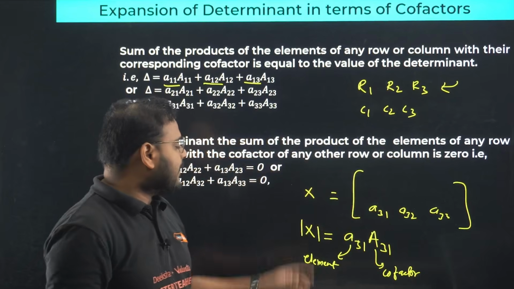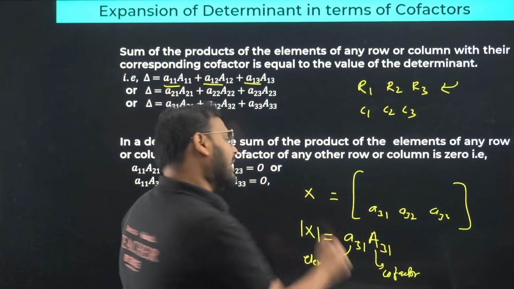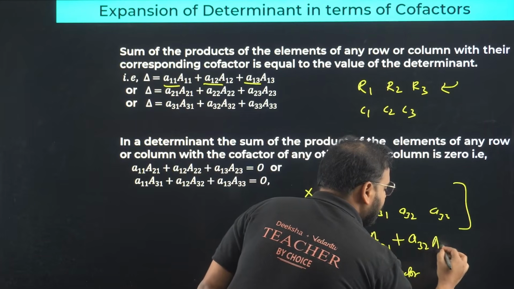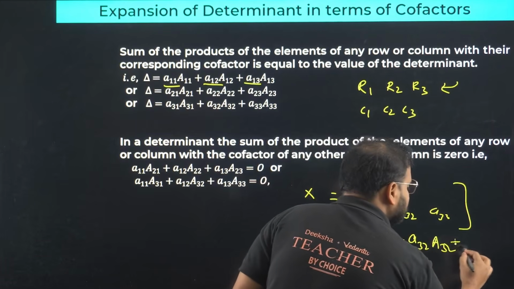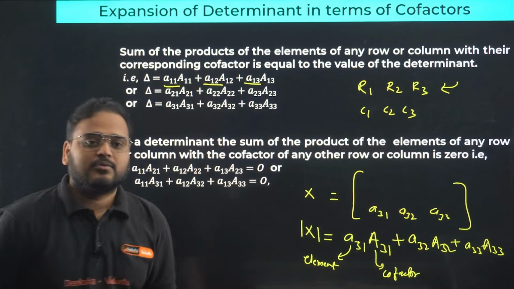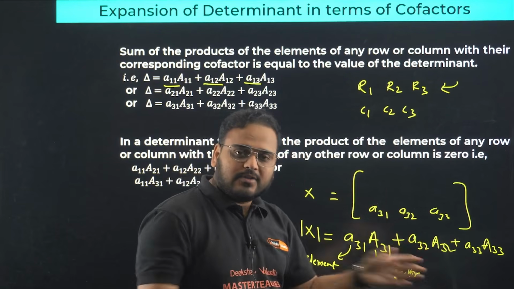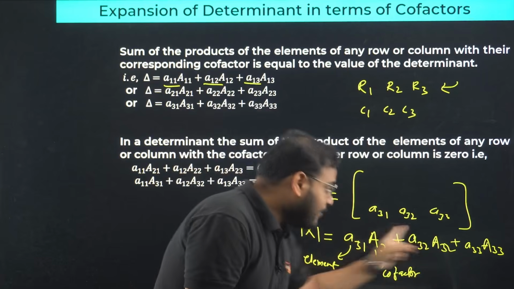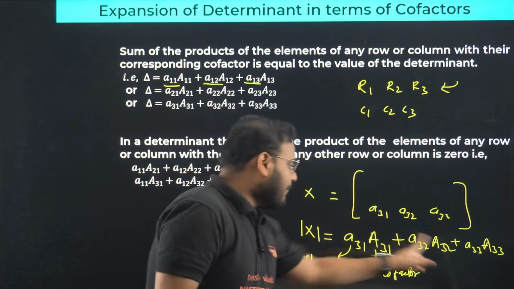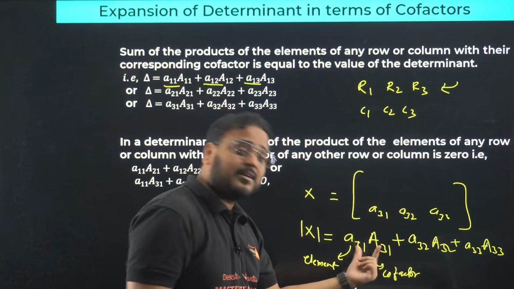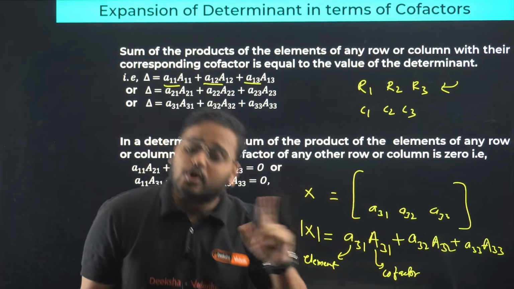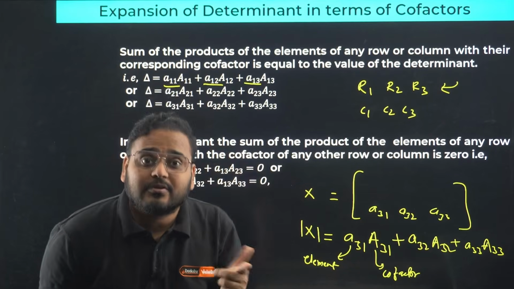Multiply each element with its respective cofactor and do it for all the terms with summation. So you're going to do a32 with A32, and again small a33 with capital A33. Got it? Now, I'm going to repeat myself: the sum of the product of the elements and cofactors of either of the rows or columns gives me the determinant of the matrix.